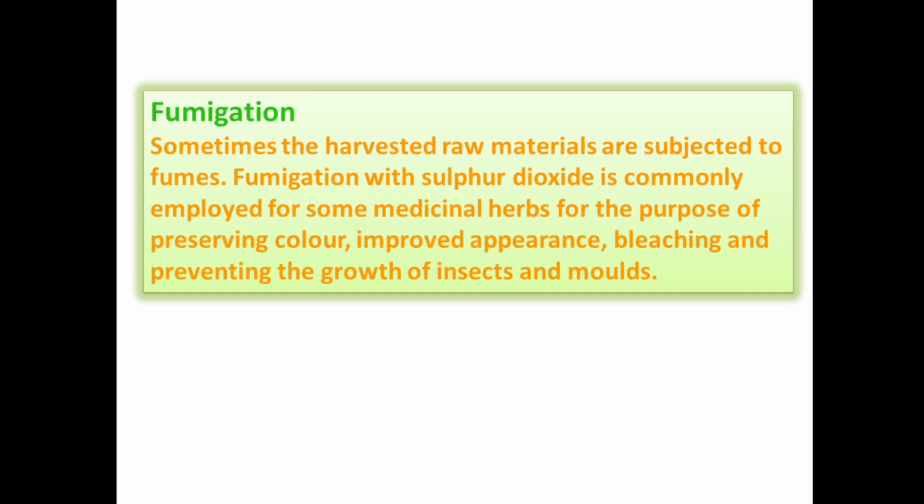Fumigation. Sometimes the harvested raw materials are subjected to fumes. Fumigation with sulfur dioxide is commonly employed for some medicinal herbs for the purpose of preserving color and improving appearance. So the harvested raw material is subjected to fumes, and generally the fumigation is done with sulfur dioxide, and the purpose of that fumigation is to preserve the color of the raw material, to improve the appearance, as well as bleaching and preventing the growth of insects and molds. So these are the different processes.